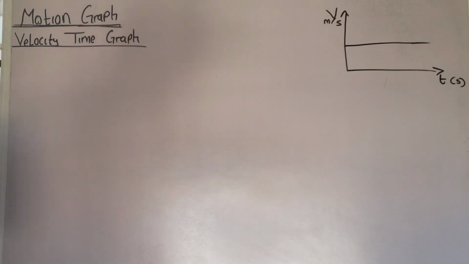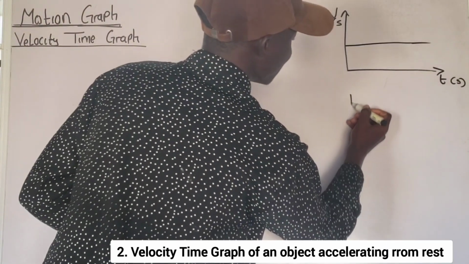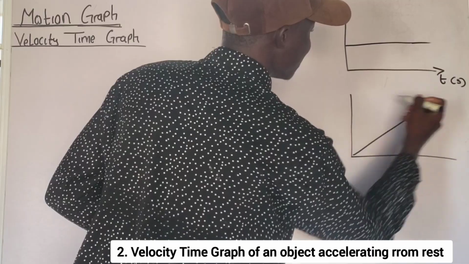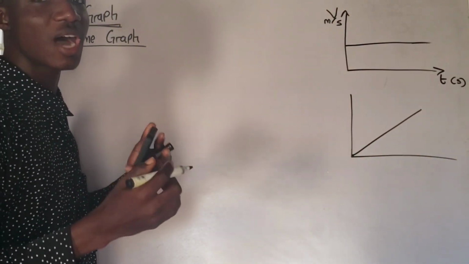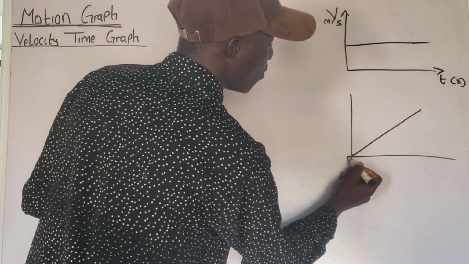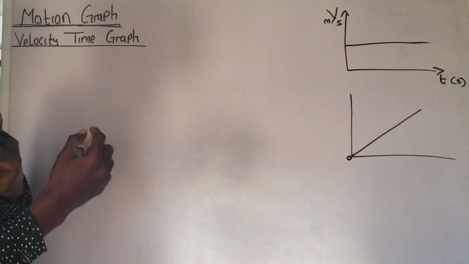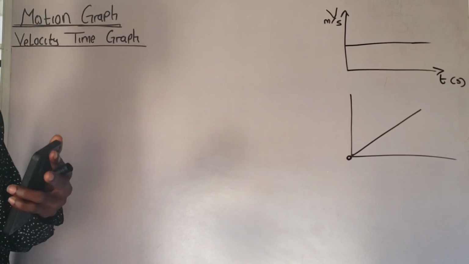Now, let's have another graph. Another graph that we're going to talk about is the velocity time graph for an object that is accelerating from rest. Okay? Now, if we are told that an object is accelerating from rest, this is how the velocity will look like because it is accelerating from rest. At rest, don't forget that on every graph we always have point zero. Point zero is here. Are you paying attention? Now, when the object accelerates from rest, then it changes position, because acceleration causes an object to change position.